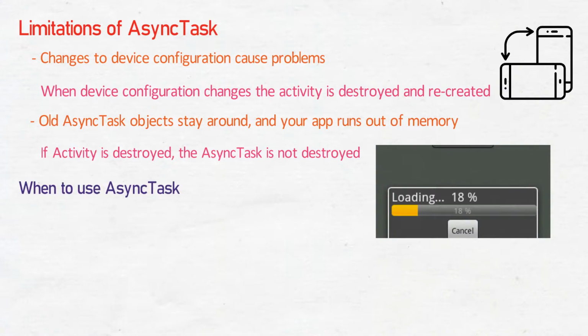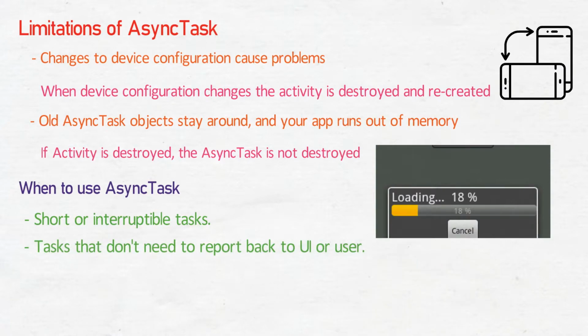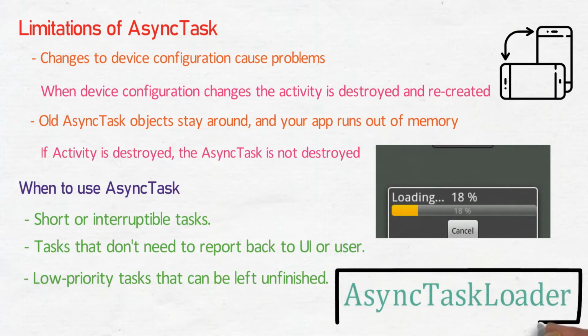So when to use async task? Short or uninterruptible tasks, tasks that don't need to report back to the UI or user, and low priority tasks that can be left unfinished. For all other situations, use AsyncTaskLoader, which is part of the loader framework described in the next video.